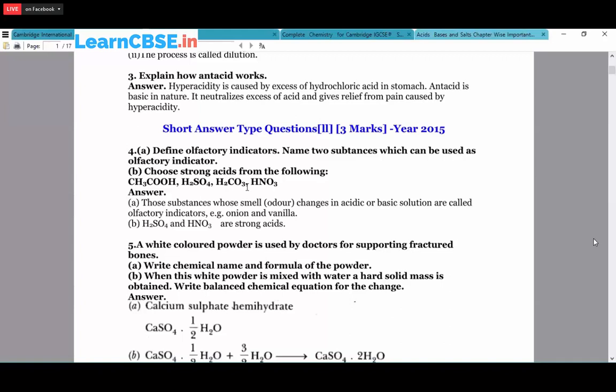Define olfactory indicators. Name two substances which can be used as olfactory indicators. Choose the strong acids from the following: CH3COOH, H2SO4, carbonic acid, nitric acid. Olfactory indicators are substances whose smell changes in acidic or basic solutions. Example, onion and vanilla. The strong acids are H2SO4, sulfuric acid, and nitric acid. These two acids are the strong acids. Carbonic acid is a weak acid, and CH3COOH, acetic acid, is also a weak acid.